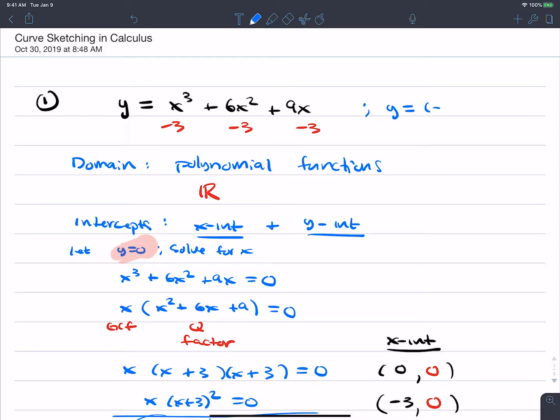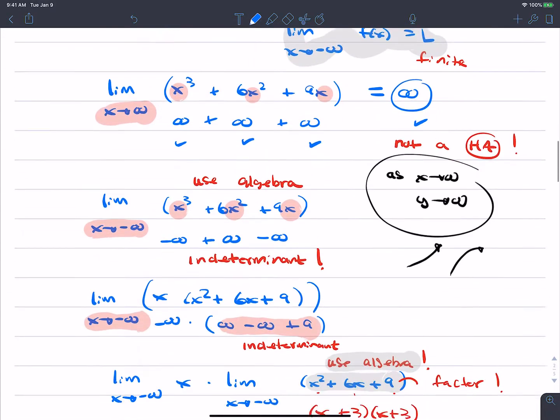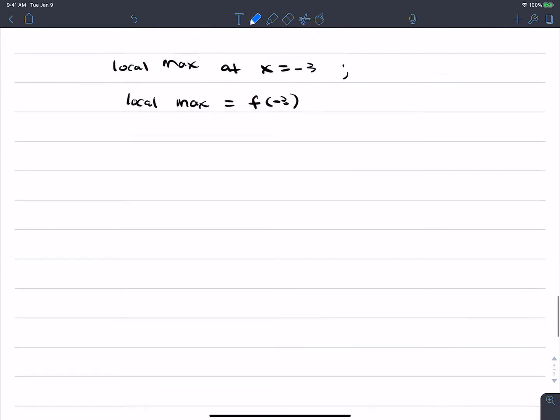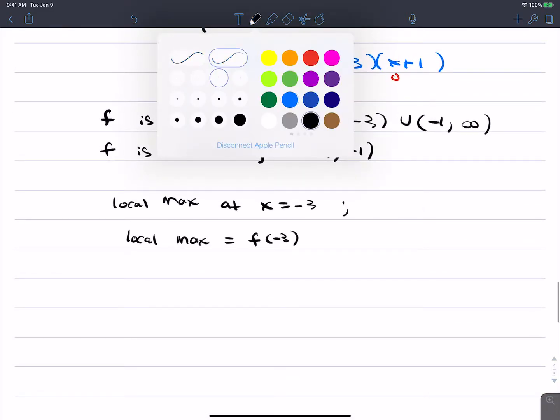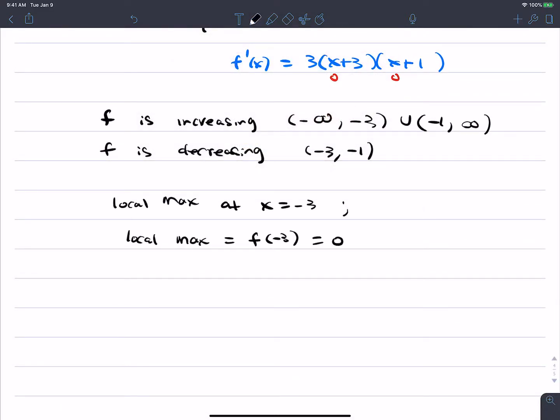Y will be negative 3 cubed, right? Plus 6 times negative 3 squared, plus 9 times negative 3. I think I get a negative 27, plus 6 times positive 9. Is that minus another 27? So I get negative 54 plus positive 54. What is that? Is that 0? Okay. So that's our local maximum value here. That's equal to 0. Okay?